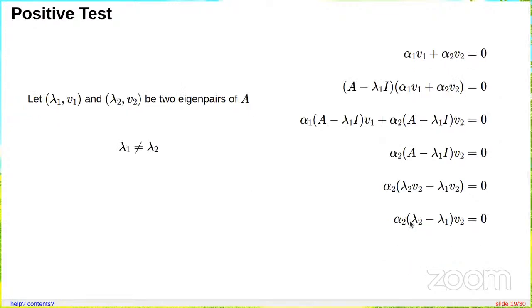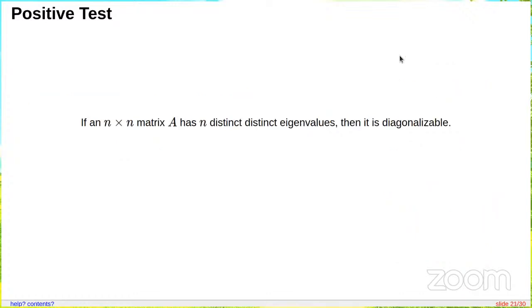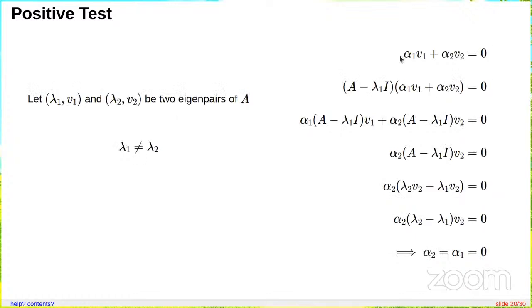Sir, V2 is a non-zero vector. Lambda 2 and lambda 1 are different. So again, it will not be 0. That implies that alpha 2 should be 0 there. Okay. Even alpha 1 we can say. Right. So correct. So both are 0 because V2 is a non-zero vector. Lambda 2 is not equal to lambda 1. Therefore, alpha 2 has to be 0. If alpha 2 is 0, then alpha 1 also has to be 0. So V1 and V2 are linearly independent.